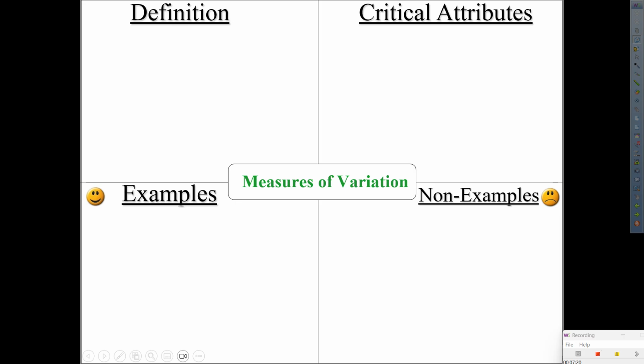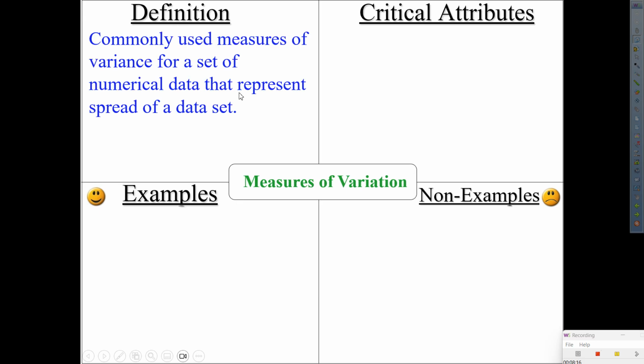All right, so Haiti says range, standard deviation, and Levi's got the last one because he's locked in. The 3 measures of variation. Haiti said range, standard deviation, and you're just missing one. The variance, that is correct. However, the definition says commonly used measures of variance for a set of numerical data that represent the spread of the data. Now here, look up guys, on the definition, the key word here is spread.